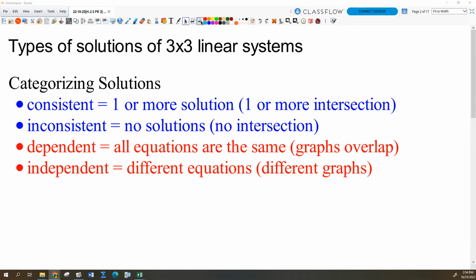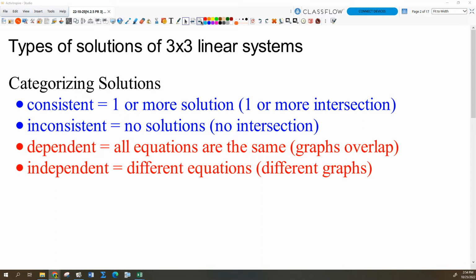All right, so let's start off with a quick reminder about how we categorize solutions. So think what this means. Every system of any size is either consistent or inconsistent. It has to be one or the other. Consistent just means it has one or more solutions. Okay, so there is at least one intersection. Inconsistent means no solutions. There are no intersections of the graphs.